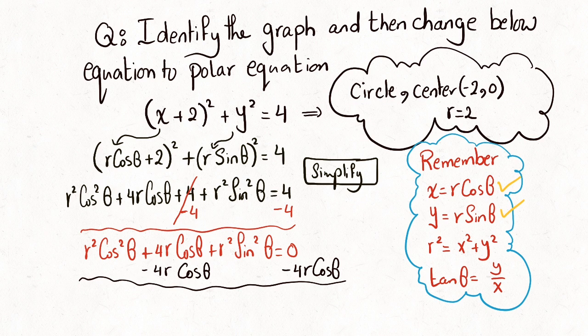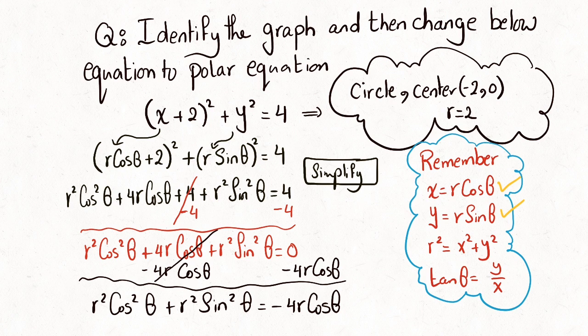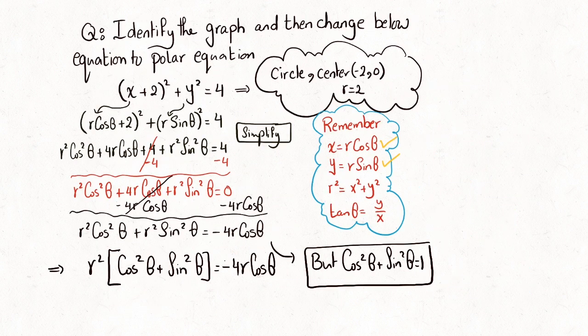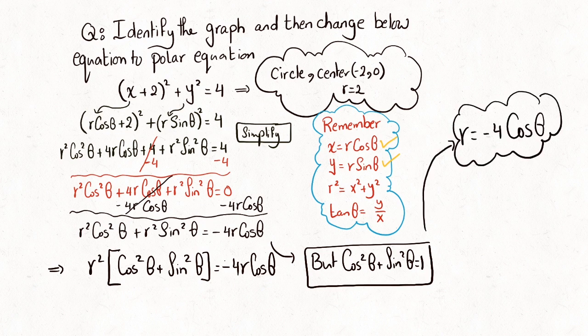Now I'm shifting 4r cosine theta into the other part, and I will end up having r squared cosine squared theta plus r squared sine squared theta equals negative 4r cosine theta. Now on the left side, I have r squared as a common factor, thus I will take it outside. Inside the bracket, I will have cosine squared theta plus sine squared theta, which is 1. Thus I will end up having r squared equals negative 4r cosine theta. I will divide both sides by r, and I will end up with the answer r equals negative 4 cosine theta.